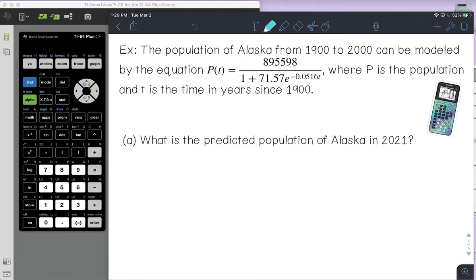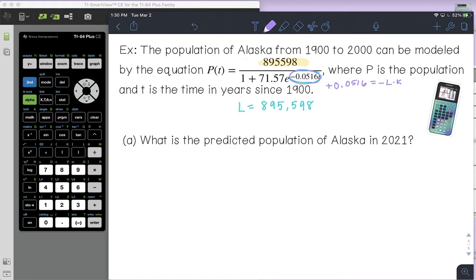So we probably want to pull out some numbers from here. Since this is logistic, our L value, our limiting factor, is 895,598. And then to find K, if we need to find that, this exponent here, negative 0.0516, is equal to negative L times K.